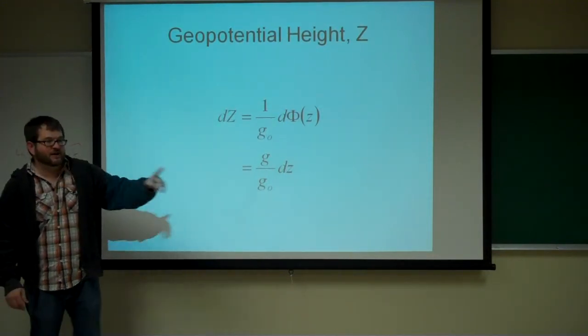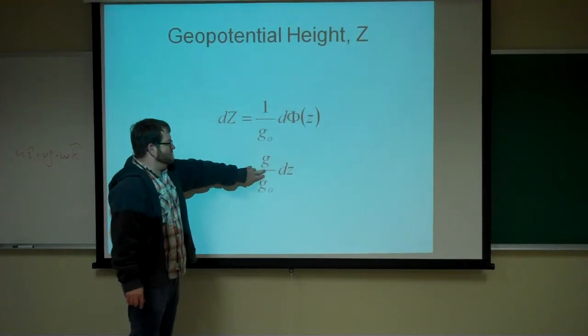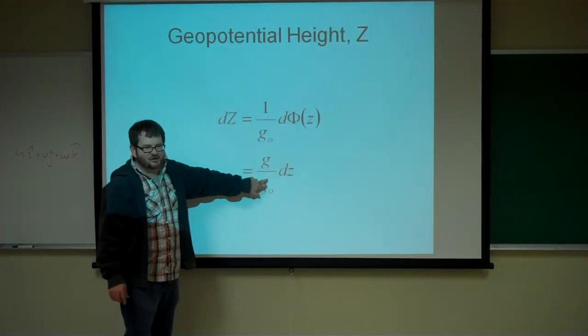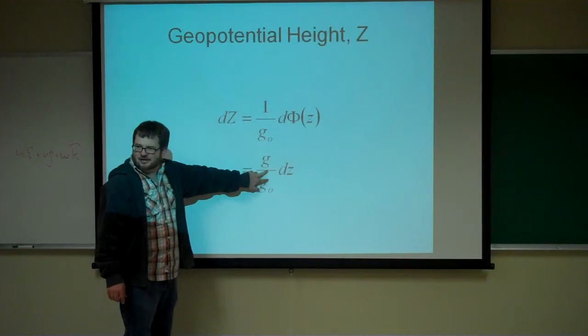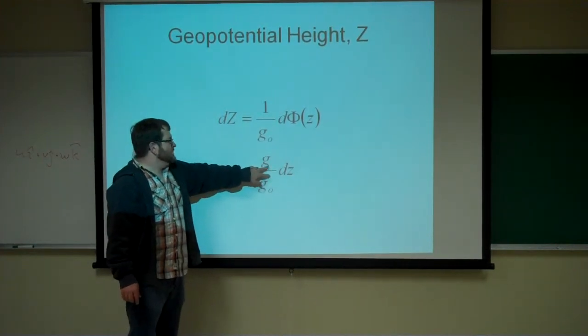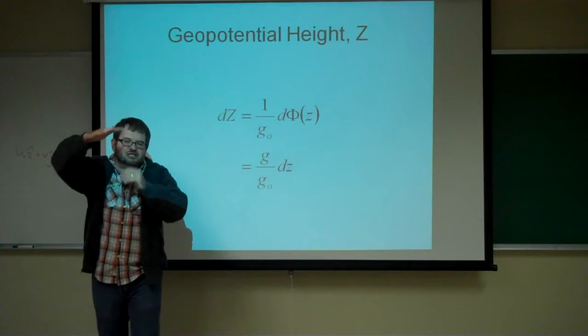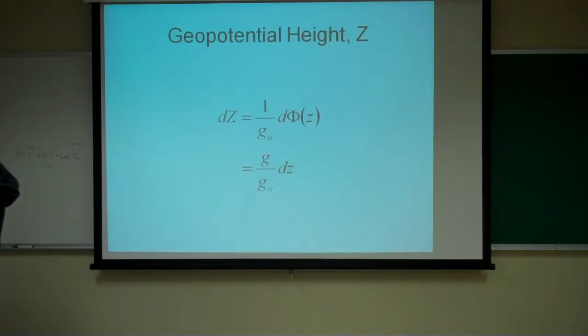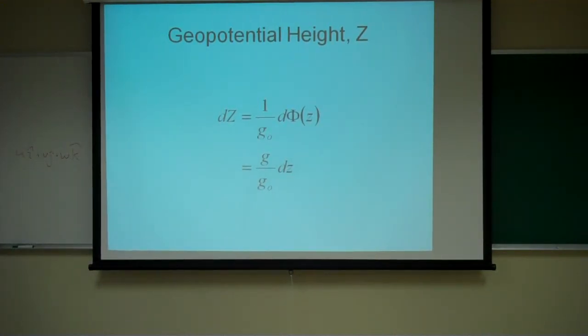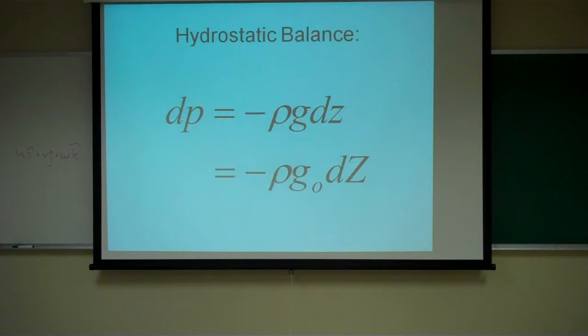Gravity's weaker at the 500 millibar level, so this number is always going to be less than 1. It's going to be like 0.9995 or something, okay? This number is going to always be very close to 1. So change in geopotential height and change in physical height, like literally how many meters it is from the top to the bottom of the layer, is practically the same thing. The change in geopotential height will always be a little bit smaller. A layer that is 1,000 meters thick will be a little bit less than 1,000 geopotential meters thick. But other than that, it's pretty much the same thing.